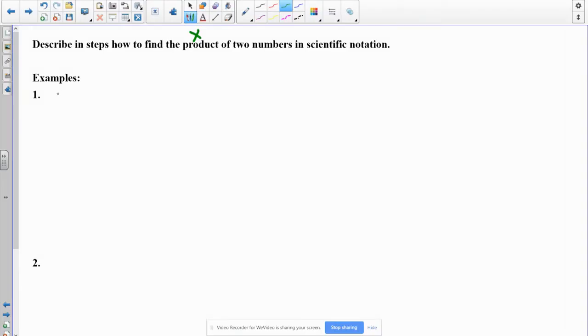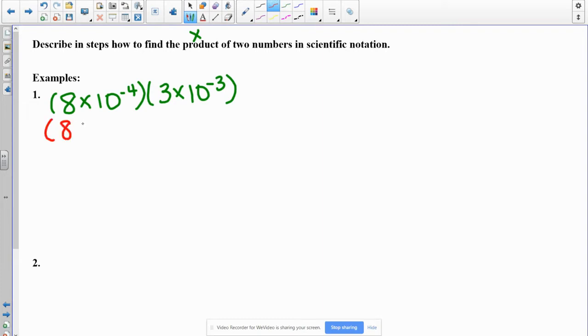So the first example we're going to start with is 8 times 10 to the negative 4th, and we're going to multiply that times 3 times 10 to the negative 3rd. When you're multiplying in scientific notation, the first thing you're going to do is multiply the mantissas. So we're going to take 8 times 3, and then we're also going to deal with the exponents. The good news is when you are multiplying in scientific notation, you don't have to have the same exponent this time.